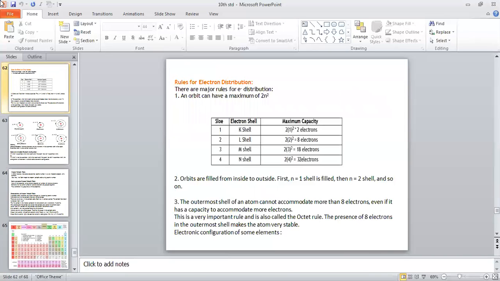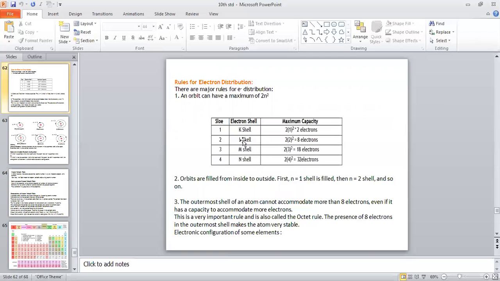Rules for electron distribution. First rule: an orbit can have a maximum of 2n² electrons. This is the formula for calculating the number of electrons in an orbit. The first orbit is called the K shell, where n is 1. So 2 into 1 square is equal to 2 electrons. This is the maximum capacity of the K shell, that is, the first orbit.